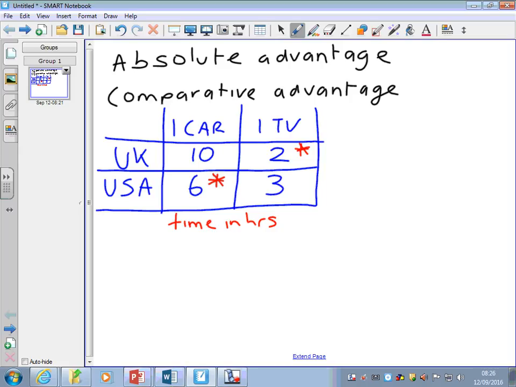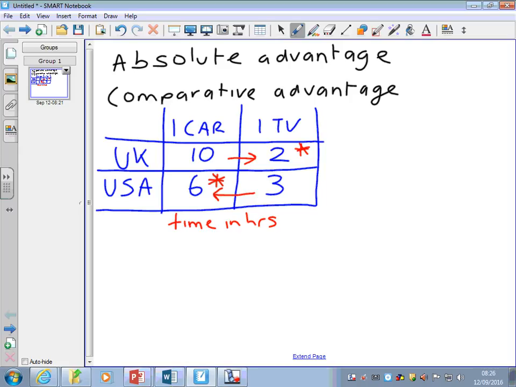So in this world, what would start to happen is that the Americans would start to specialise in the production of cars, the Brits would start to specialise in TV manufacture. So resources in Britain would shift away from making cars towards TVs. In America, resources would shift from TVs towards making cars.